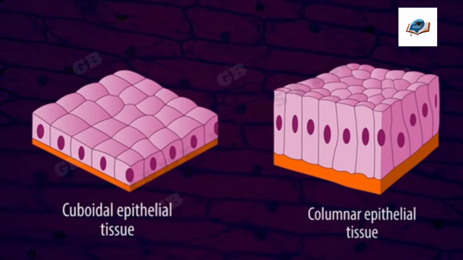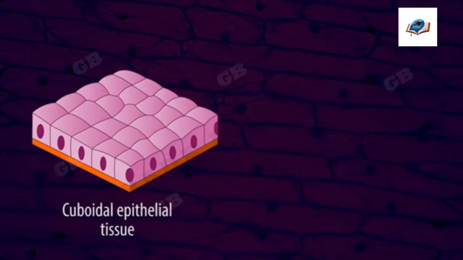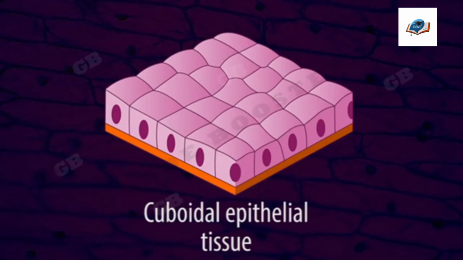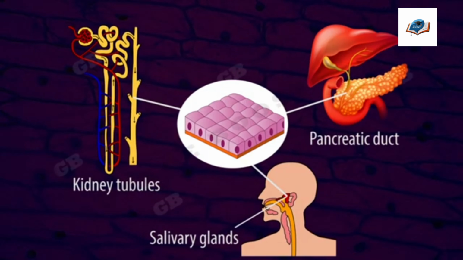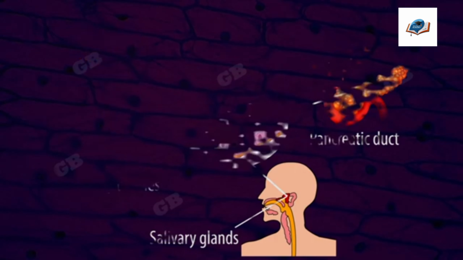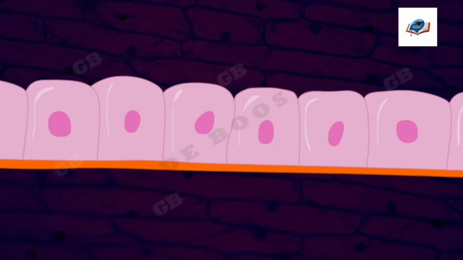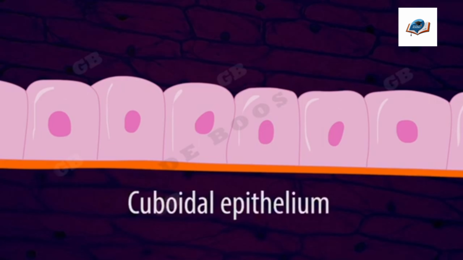Cuboidal and columnar epithelial tissue. Cuboidal epithelial tissue, structure and location. The cuboidal epithelium is made up of cells shaped like cubes. It is found lining the kidney tubules as well as ducts of the pancreas and salivary glands. Functions of cuboidal epithelium. Mechanical strength. The cuboidal epithelium provides structural strength to the organs where it is found.